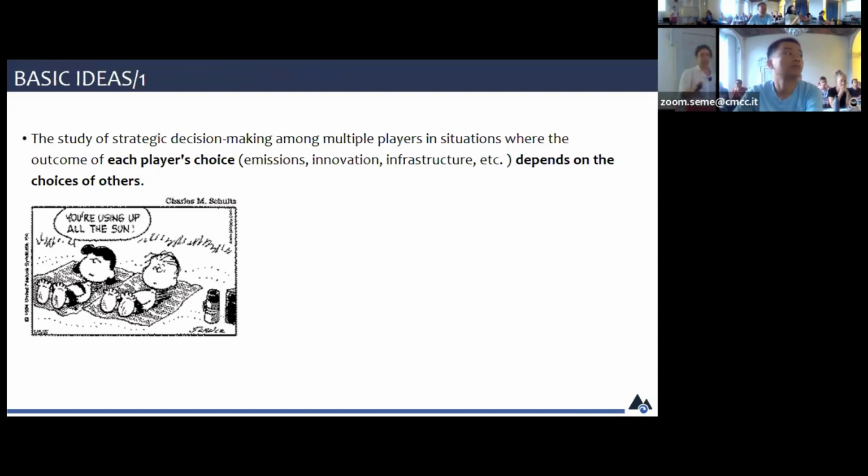Okay, so the basic idea of game theory is studying the strategic decision making across players when you have multiple players and a situation in which they influence each other. Typically, you do that with a public good, and this is the most fun picture. It always makes me laugh, because when you talk about public goods, you always have in mind something like the sun, the air, but it really depends on the context.